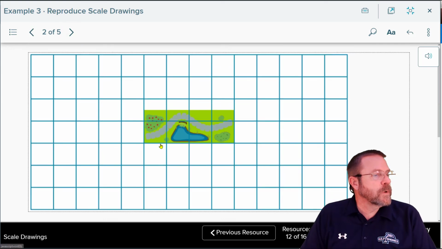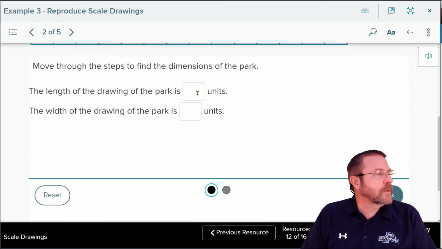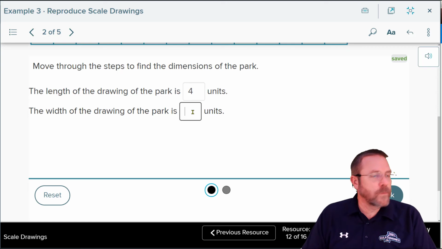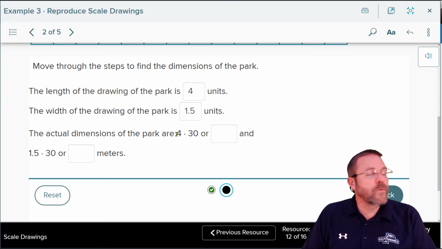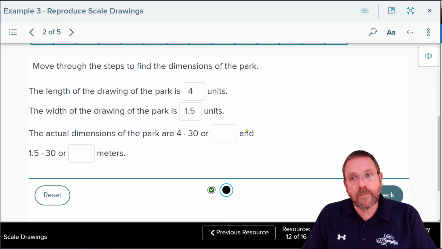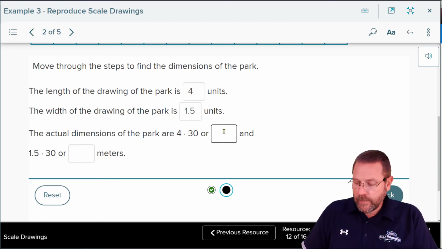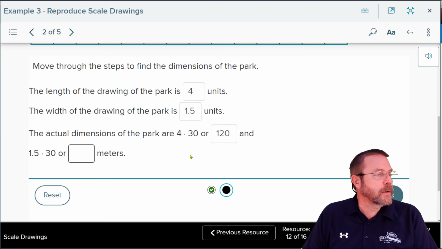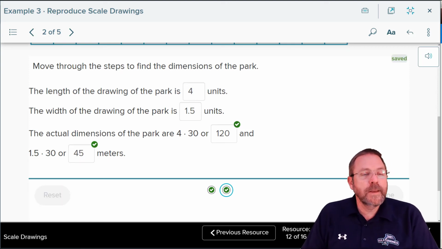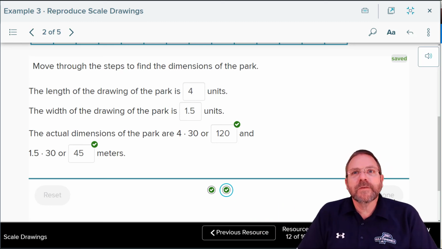With that information, we can come down here and say that the length is going to be 4 units, the width is going to be 1.5 units. Check that. That part checks. And then we're going to say from there, all right, so 4 times 30, remember the scale we have there, that's going to give you a length of 120 meters, and 1.5 times 30, that's going to give you a width of 15 meters. So that's going to be the size of the actual park, which, by the way, is a pretty small park as parks go.